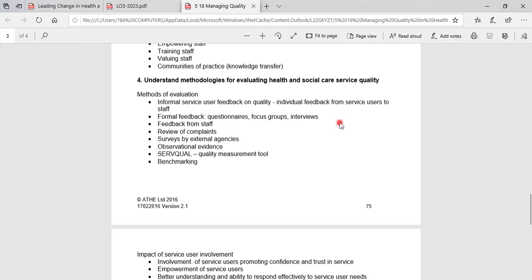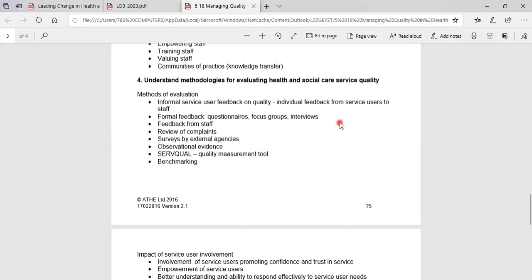You can do focus group discussions with your staff as well, or questionnaires. Feedback from staff can also be taken. Reviews of complaints can be done on a regular basis, so you can use that method of evaluation. Surveys by external agencies, observational evidence.